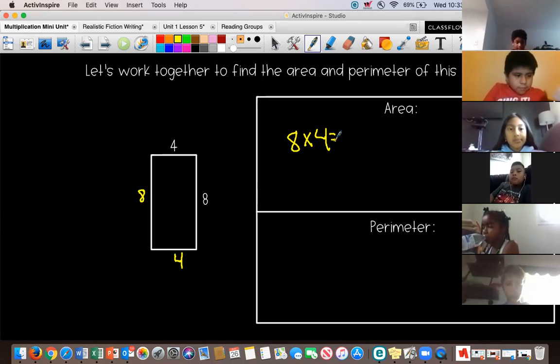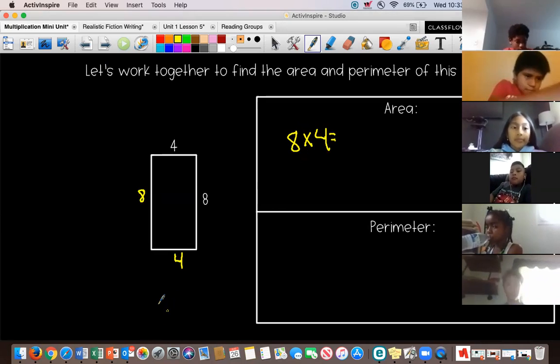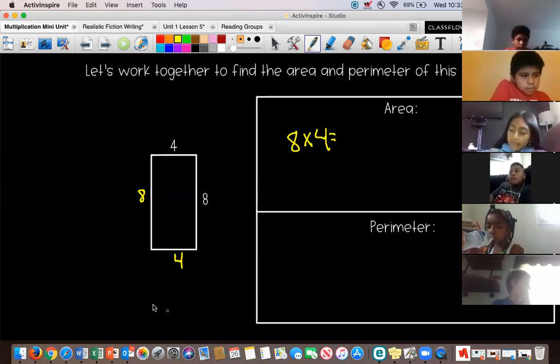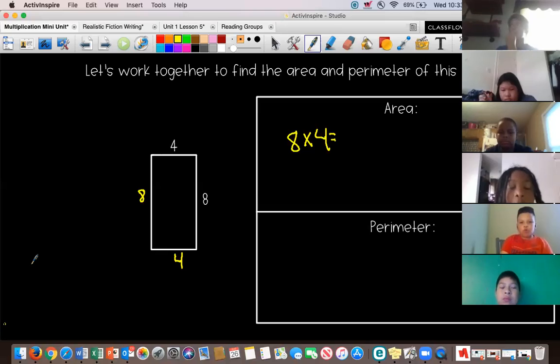So I'm going to give you guys a second. When you solve 8 times 4, if you can share, let us know. Dang, I forgot. Everybody go ahead and work on solving it. When somebody knows 8 times 4, share it with you.